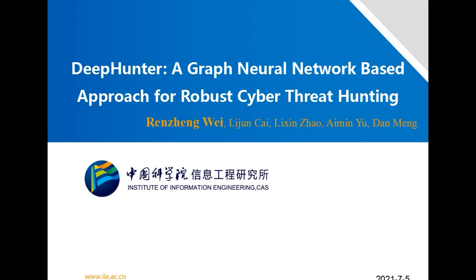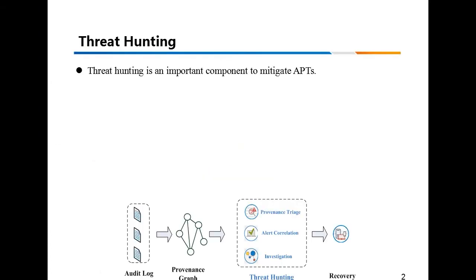Here I'm going to present our work called DeepHunter, a graph neural network based approach for robust cyber threat hunting. Threat hunting is a proactive search for intruders who are lurking undetected in the organizational information system. It is increasingly becoming an important component to mitigate APTs. The goal of threat hunting is to match audit logs against known adversarial behaviors.